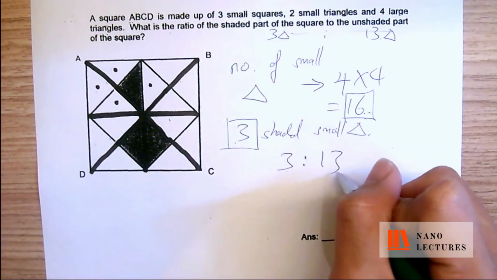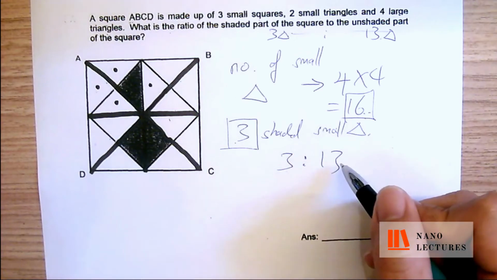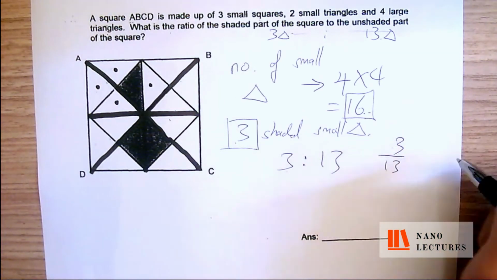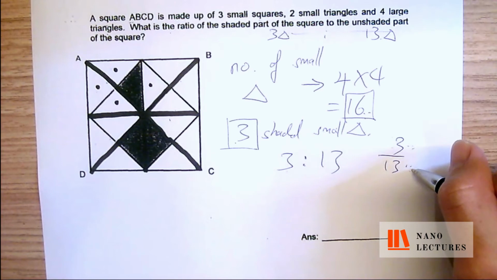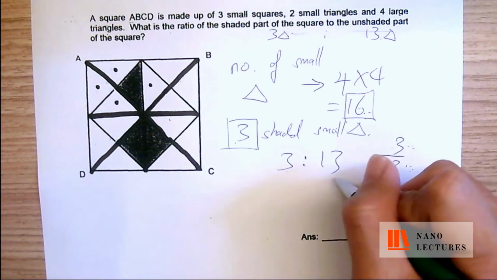Can it be simplified any further? How do you check whether a ratio can be simplified? Put it in fraction form. 3 over 13. Can it be divided by the same number to make it smaller? No, right? You can't. So this is the answer.